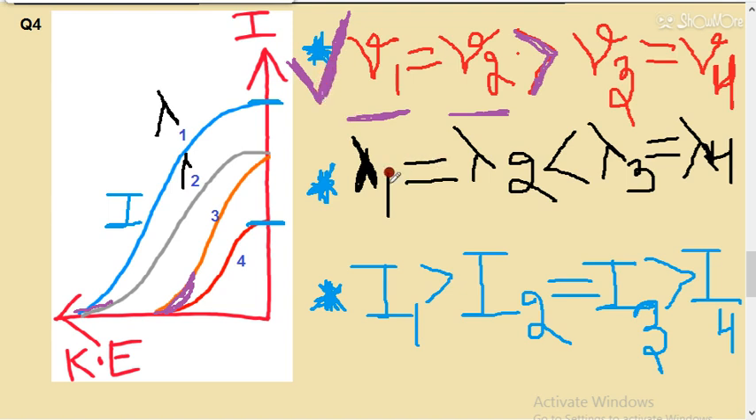Now moving to the second one. Lambda 1 and lambda 2 will be the same because the kinetic energy is the same. After that, the kinetic energy for the third is less, and less kinetic energy means more wavelength. So lambda 1 equal to lambda 2 less than lambda 3 equal to lambda 4. This is the relation for the wavelength. If it is clear, you can note it down.